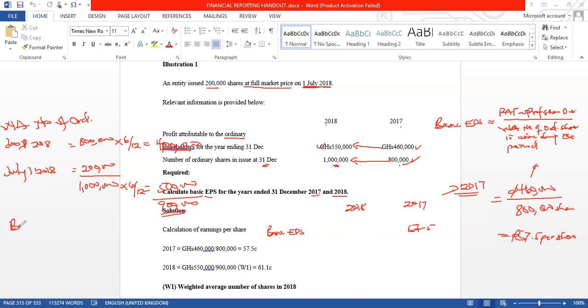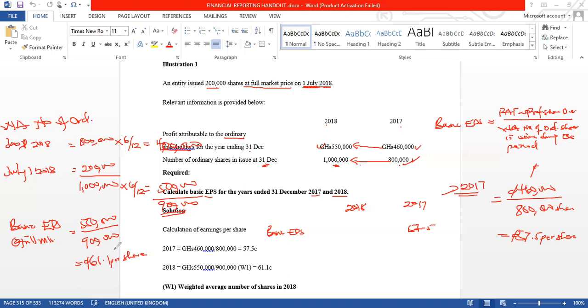So you have your basic EPS at full market, giving you 550,000 all over 900,000. And we end up having how much? 61.1 cedis per share. All right, so that is it.